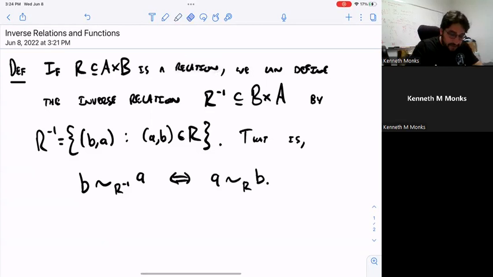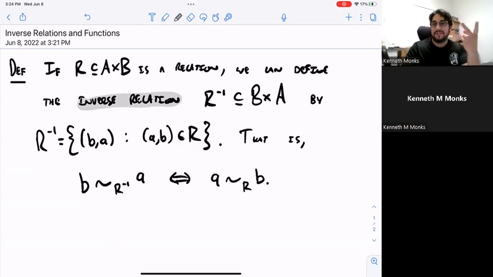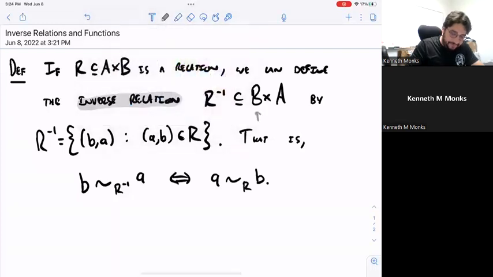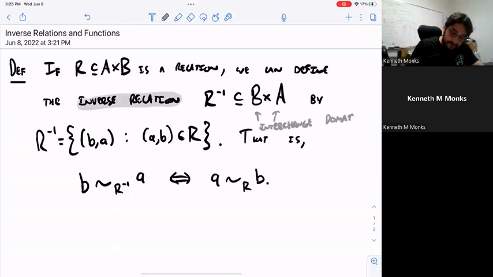Well, what is an inverse relation? It's also a relation, but it goes the other way. It's from set B to set A, so it's a subset of the cross product B cross A instead of A cross B. You reverse the domain and codomain. So that's what we're noticing right here. Notice that we interchange the domain and codomain. Those got flipped.